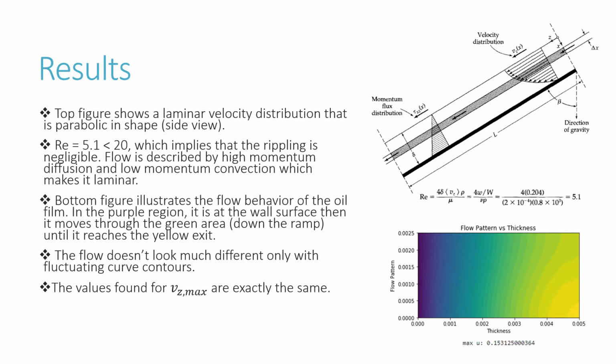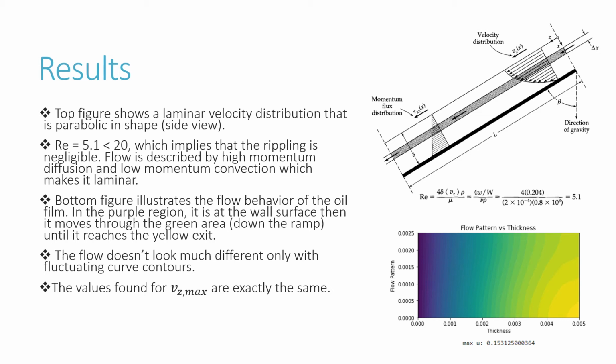Let's discuss the first part of the results. According to the analytical solution shown in the top figure, the laminar velocity distribution is parabolic in shape, as shown by this side view. The Reynolds number was found to be 5.1, which meant that rippling is negligible and the flow is laminar. That means that the flow is described by high momentum diffusion and low momentum convection, and that all makes it laminar.